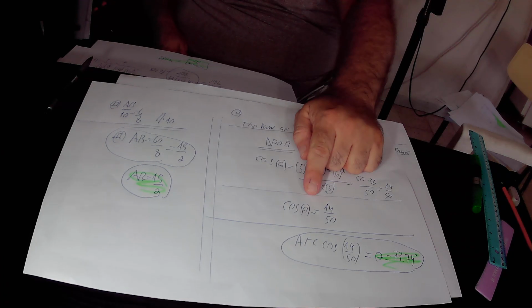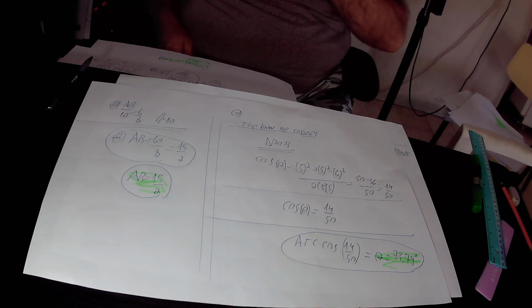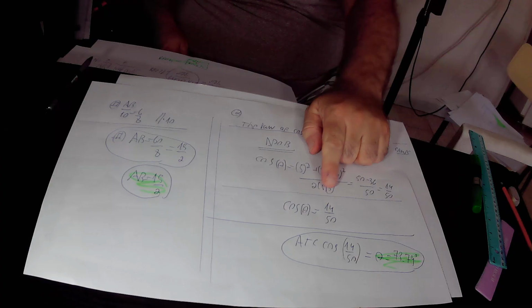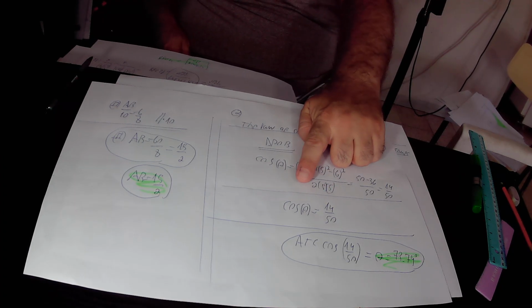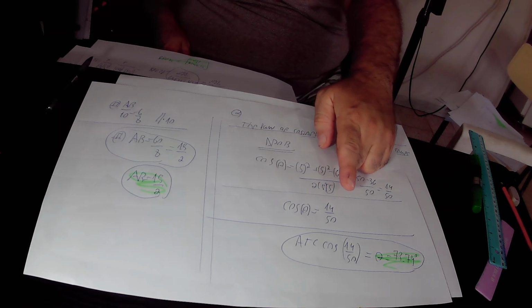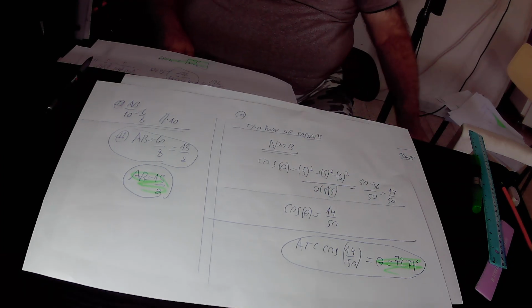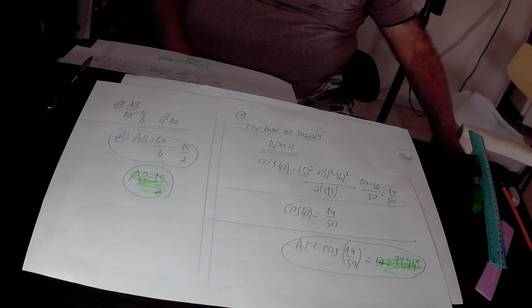Our task is to find the value of angle theta itself. In order to find the size of angle theta, we operate on the result of the operation cosine on theta, that is 14 over 50. We operate the opposite function of cosine, that is arccosine. In this way we get the value of theta itself.